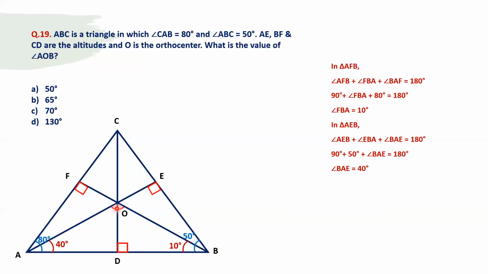Then how much would this angle be in this smaller triangle OAB? The sum of this and this would be 180 degrees. So AOB will be equal to 180 minus 40 minus 10, which is 130 degrees. So our answer is D, 130 degrees, right?